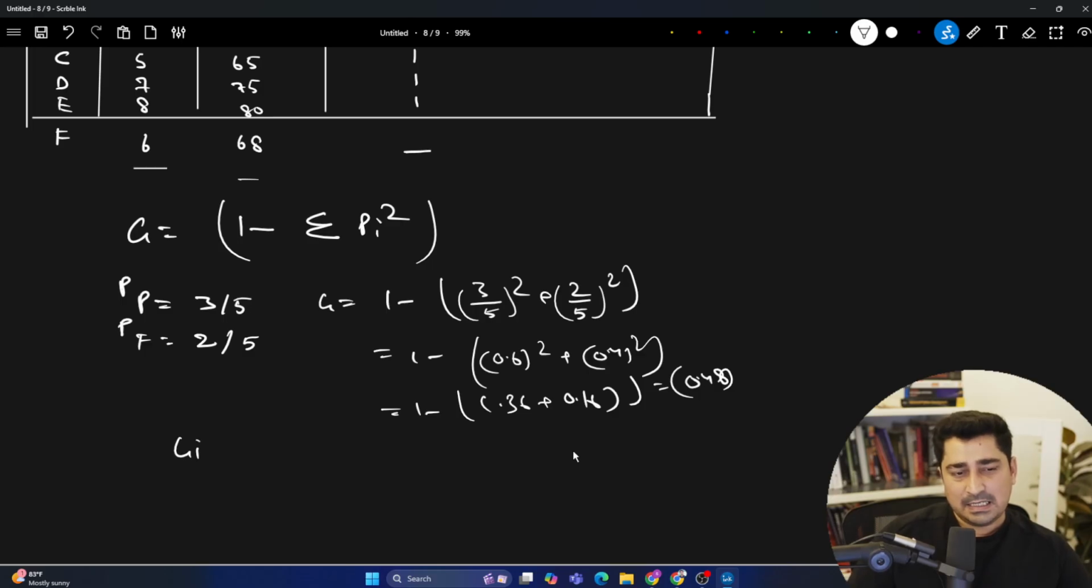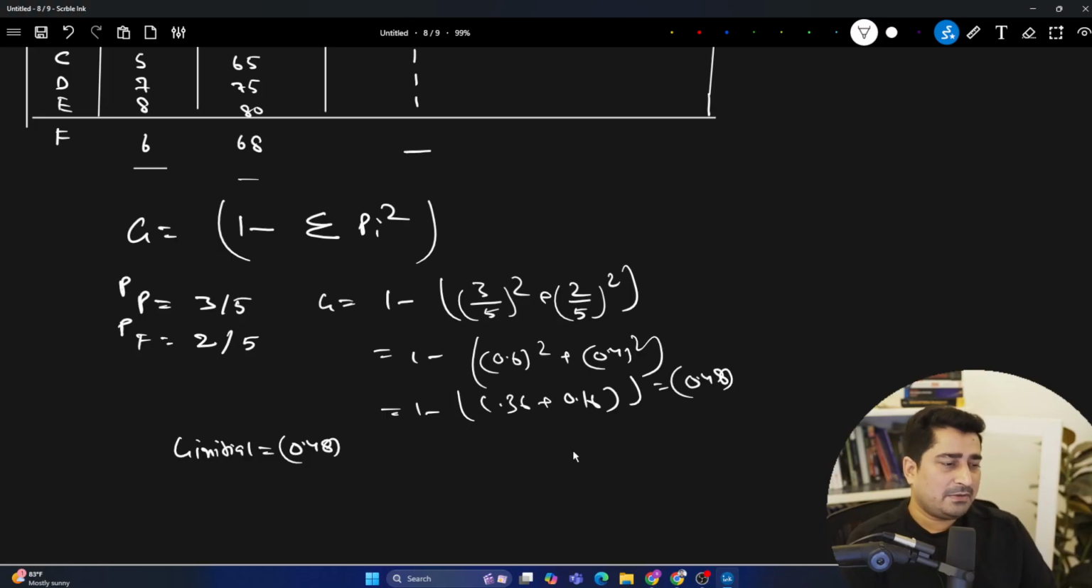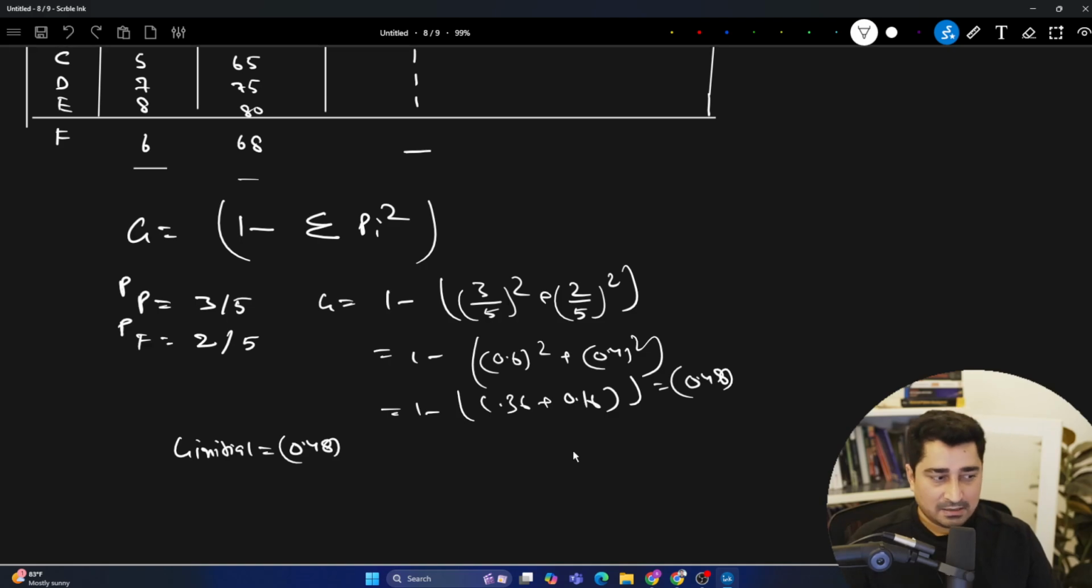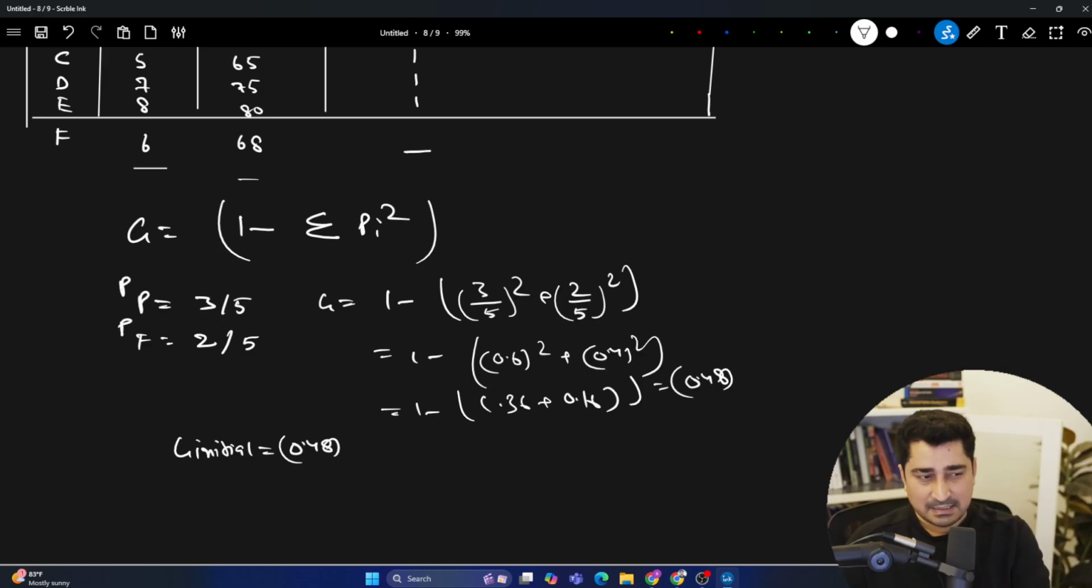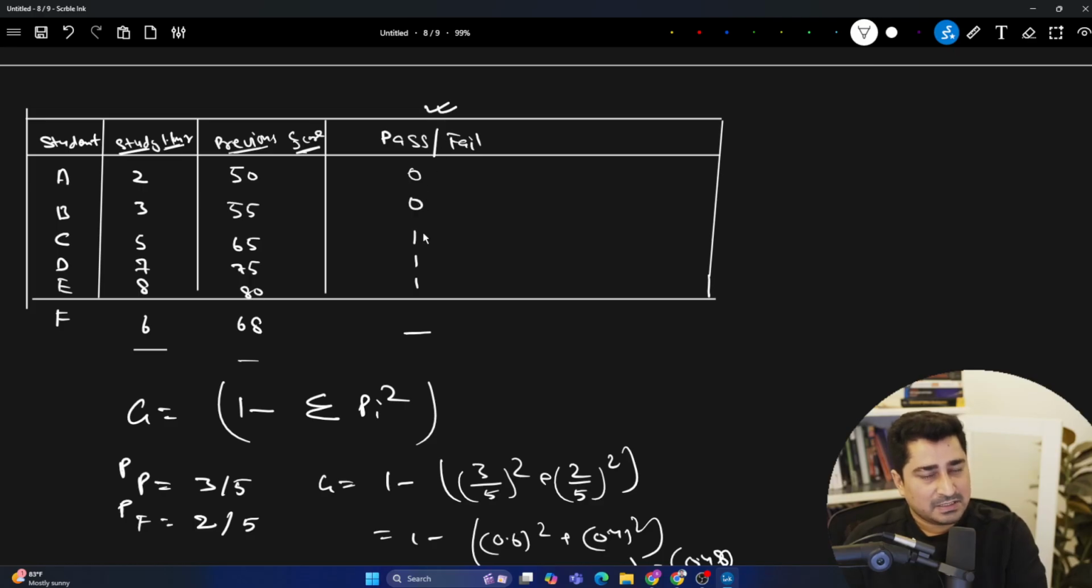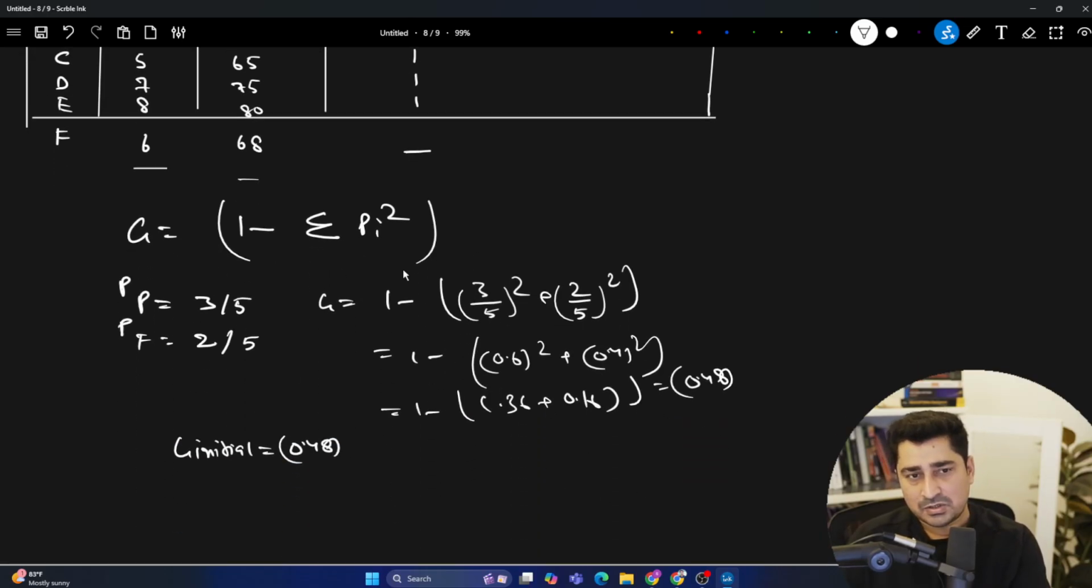So Gini initial is equal to 0.48. This is something that we are able to find out. Now what will I do with this information? Obviously I'm able to find this Gini, but what can I do with it? It looks like completely useless information for me as of now. It looks like it's not very useful so far, but yeah, I'm able to find the Gini of this pass and fail column, which is the Y column. Gini is equal to 0.48.